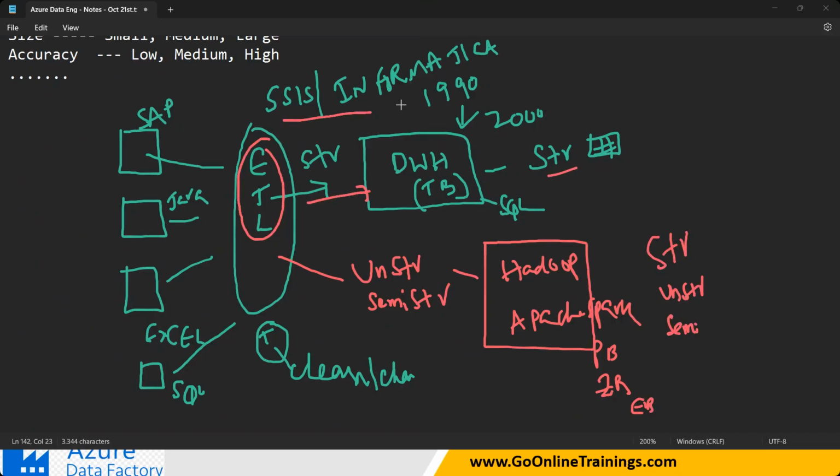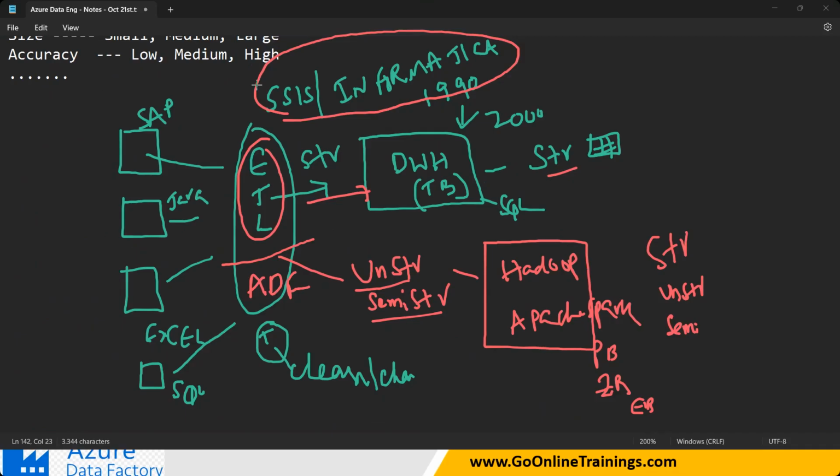So these tools completely cannot load the data to Hadoop or Apache Spark, or load unstructured data or semi-structured data. That is the reason today we have ADF, Azure Data Factory. Why is Azure Data Factory there? Azure Data Factory can get not only structured data, but also unstructured and semi-structured data, and ADF can talk to the cloud. It can talk to Azure, it can talk to AWS, and it can talk to any machine. It can store the data.